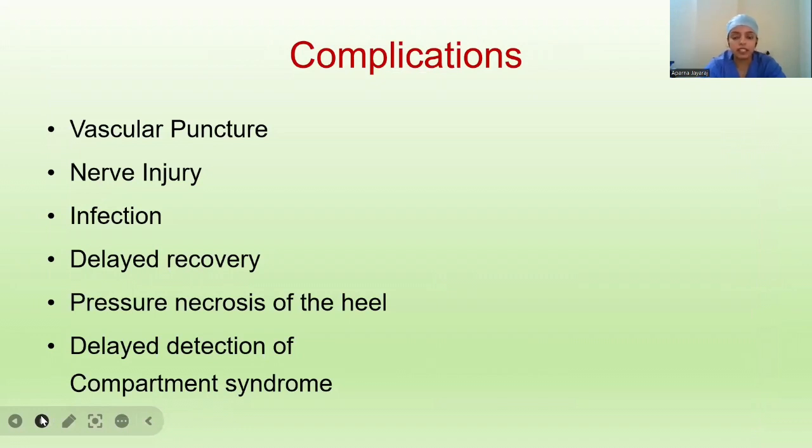The complications of popliteal sciatic block include vascular puncture, nerve injury, infections, delayed recovery, pressure necrosis of the heel, and delayed detection of compartment syndrome. To all these patients, you have to very specifically mention that the action of your block is going to go on for much longer than the surgery itself, and they have to be careful while they are ambulating. Always advise them to walk with support.